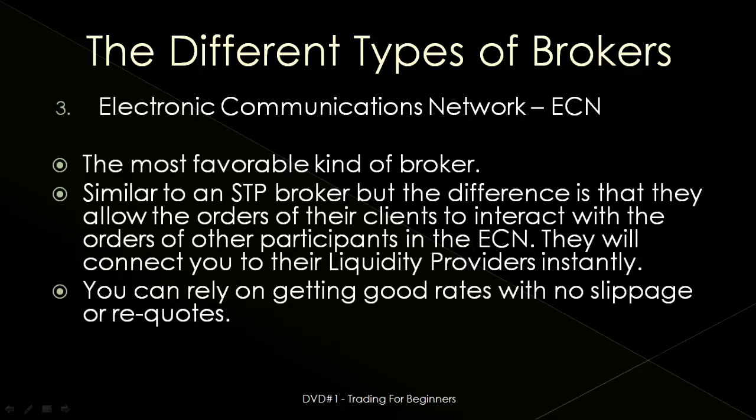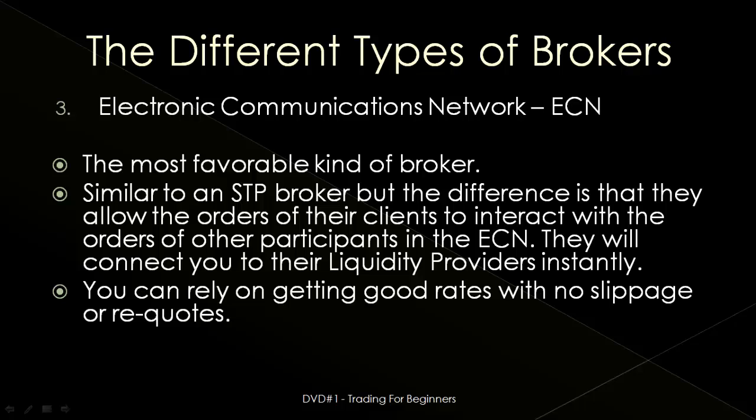The ECN, or Electronic Communications Network broker, is the most favorable type of broker. It is similar to an STP broker, but the key difference is that they allow the orders of their clients to interact with the orders of other participants in the ECN. This means that they will connect you to their liquidity providers instantly. You can usually rely on getting pretty good rates with no slippage or requotes.